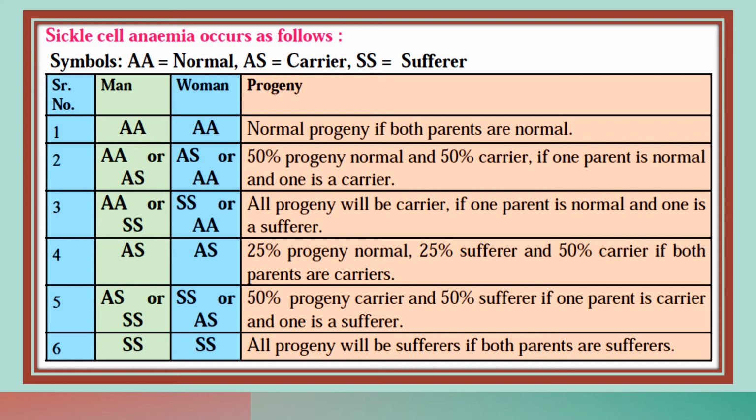Further, more dangerous, a marriage between a carrier and a sufferer. Then there are 50% chances of the child being a carrier and 50% of a sufferer. Once again, this is not allowed. And lastly, the most dangerous, if two people suffering from sickle cell anemia marry, all progeny will be sufferers, and therefore that should not happen.